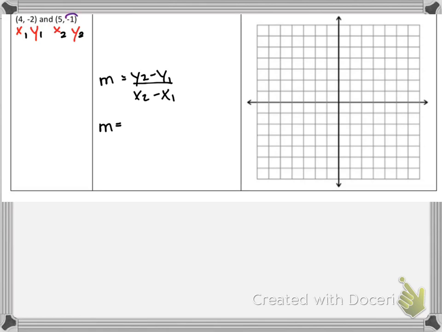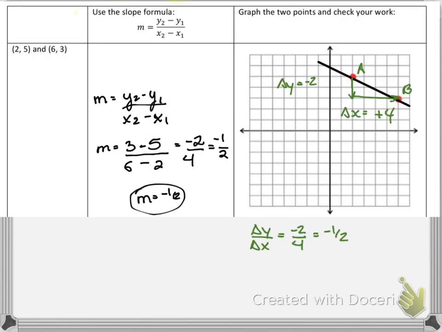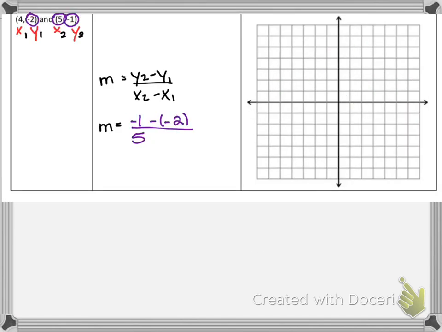So y2 is negative 1, y1 is negative 2. Be very careful about your signs, or else you might end up making a mistake. x2 is 5, and x1 is 4. So what's going to happen to our minus and negative? Hopefully you said that they're going to become positive. So negative 1 plus 2 is positive 1, 5 minus 4 is also 1. So the slope of this line is just 1.